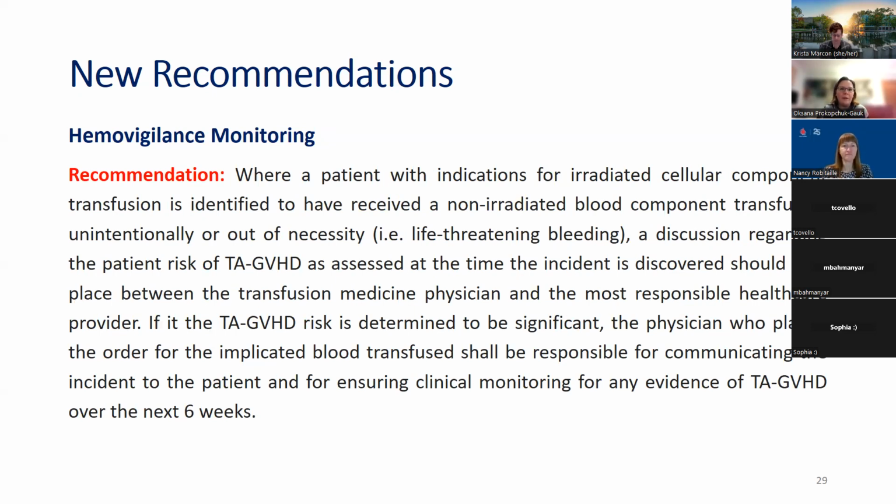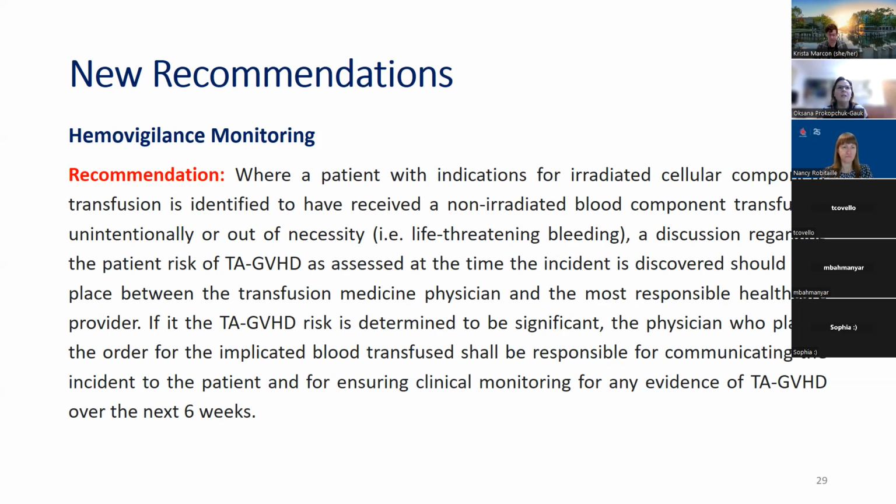Further to that, there's a recommendation where a patient with indications for irradiated cellular blood transfusion is identified to have received non-irradiated transfusion unintentionally or out of necessity. There is a discussion then that takes place between the transfusion physician and the most responsible healthcare provider to do a risk assessment. And if the risk assessment is determined significant, then the physician who placed the order for the implicated transfusion is responsible for communicating the incident to the patient.